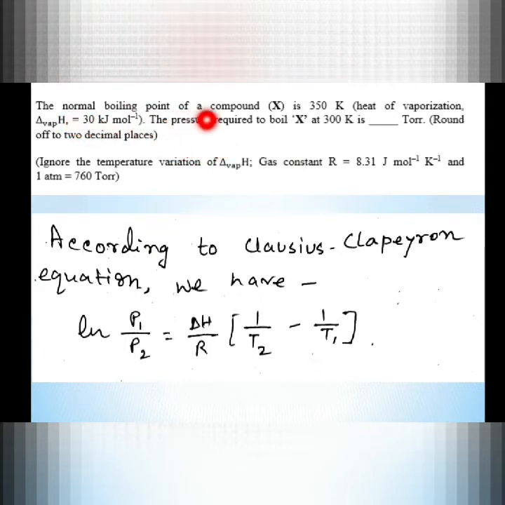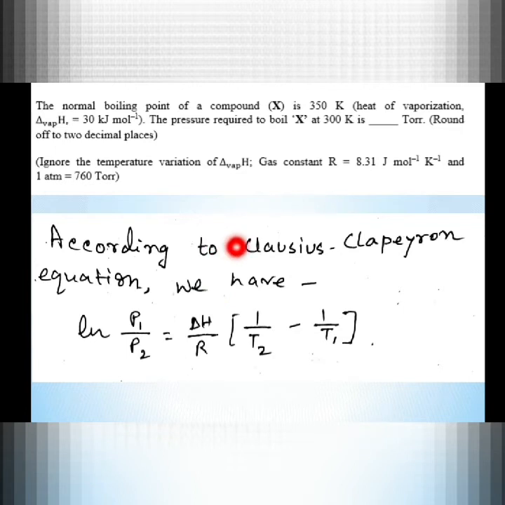The normal boiling point means the boiling point at 1 atmospheric pressure, and for this calculation we have to consider the Clausius-Clapeyron equation, that is ln P1 by P2 is equal to del H by R into (1 by T2 minus 1 by T1). Now P1 value is given: since it is the normal boiling point temperature, P1 is equal to 1 atmosphere. Del H is also given, 30 kilojoule per mole. R is known, 8.31 joule per mole per Kelvin, and T1 is 350 Kelvin and T2 is 300 Kelvin.